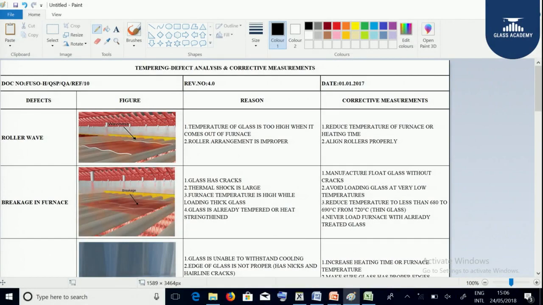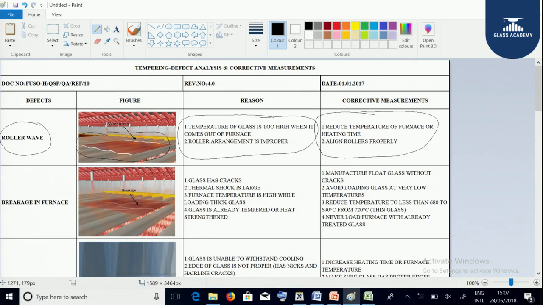Now we will understand the defects that arise in tempering, what the reasons are and how you are going to address them. The first defect that we get in tempering is roller waves. You see in the figure, during a tempering process our intention is to keep the glass as flat as possible, but due to the heat treatment process it is not controllable, and sometimes we get undulations on the glass. You can see here. The reason is that the temperature of the glass is too high when it is coming out of the furnace, or the roller arrangement is improper.